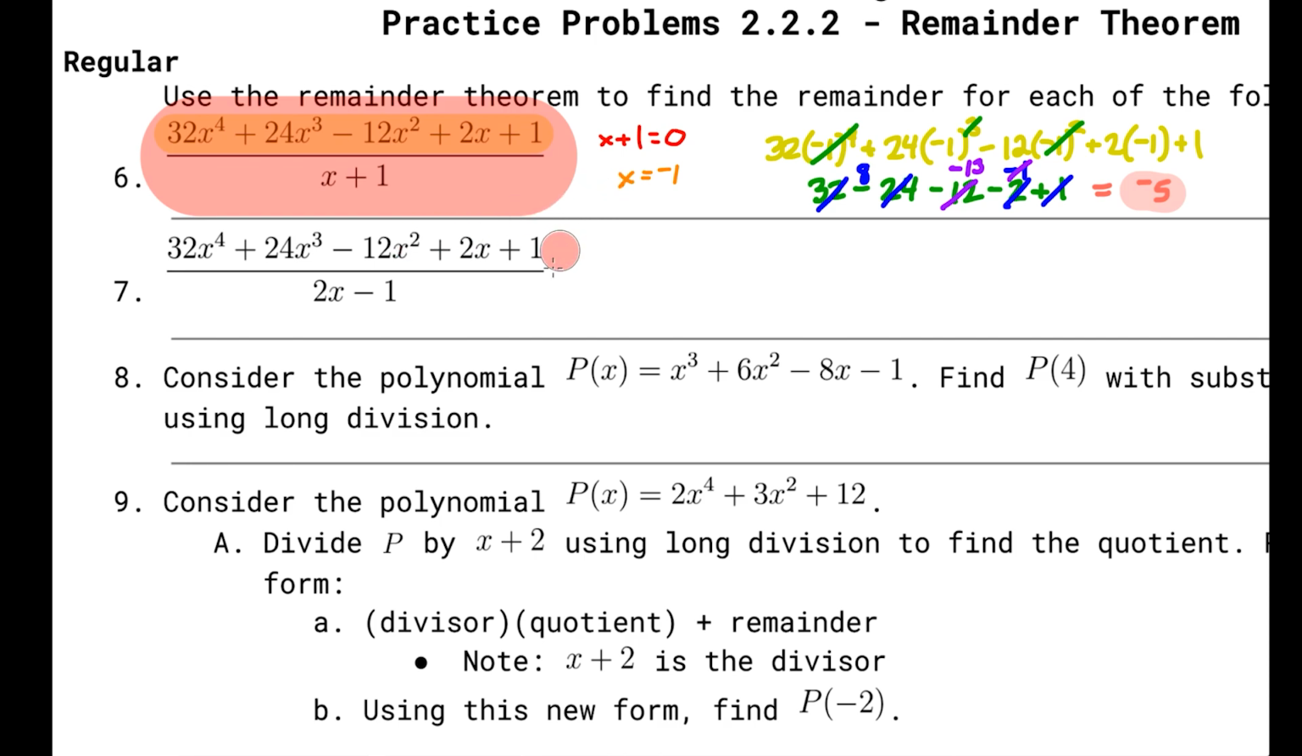All right, the next one is a little trickier because it's not just a basic linear expression on the bottom, there's a 2 in front of it, but it doesn't really change much with the steps. You just take that denominator, set it equal to 0, and then solve for x. So in this case, it's going to be 1/2, because you're going to add 1 over, divide by 2.